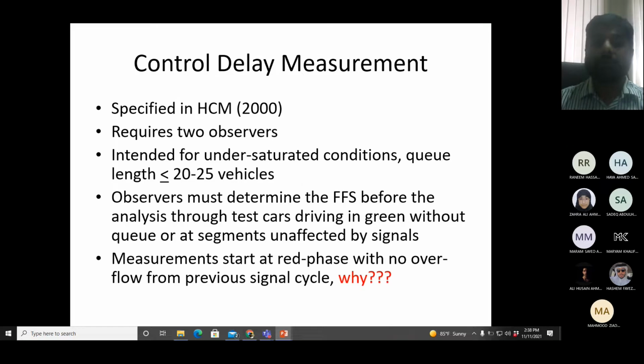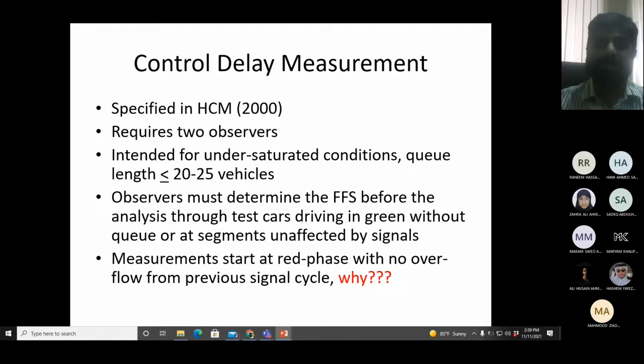The measurement of control delay depends upon the type of control device you have. If you have a signal, that is different. If you have a roundabout, it is different. For a stop sign, I have not seen any stepwise method for measuring the delay, but there are softwares available. You can use the softwares to find out the delay. So I will discuss in this class methods for delay measurement for two types of control devices, signals and roundabouts.